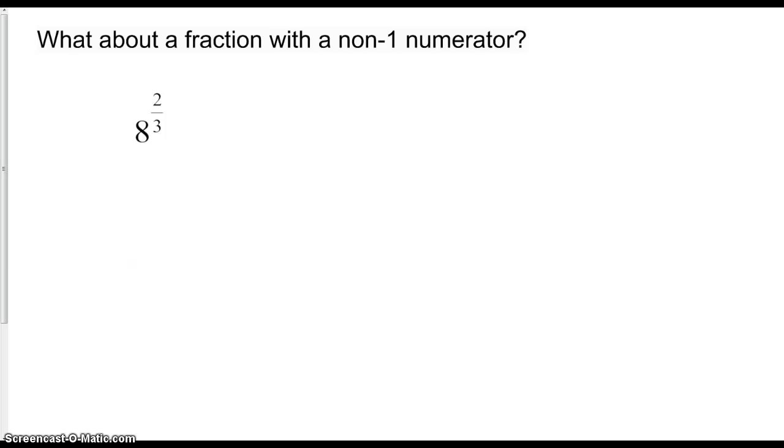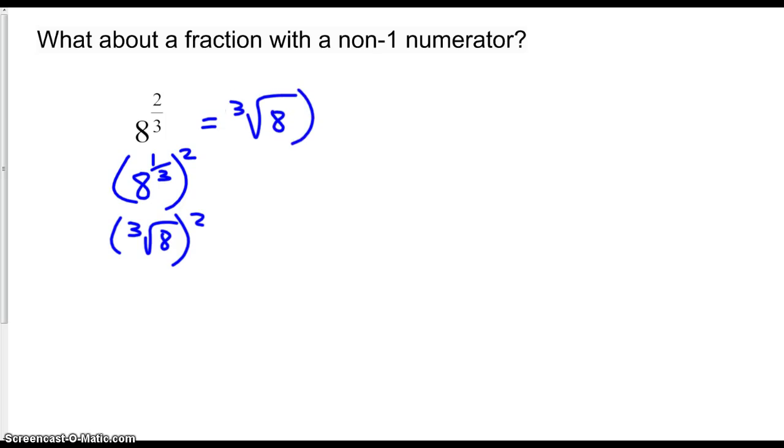What about a fraction with a non-1 numerator, something like 8 to the 2/3 instead of 8 to the 1/3? Well, we can also use this property, that if you have 8, I could write this as 1/3 and then that whole thing squared, because if you have an exponent raised to an exponent, you multiply. 1/3 times 2 is 2/3. Well, the inside of this is equal to the cube root of 8 we found out, and squared. So what is that equal to? 8 to the 2/3 is equal to the third root of 8, and then the whole thing is squared.